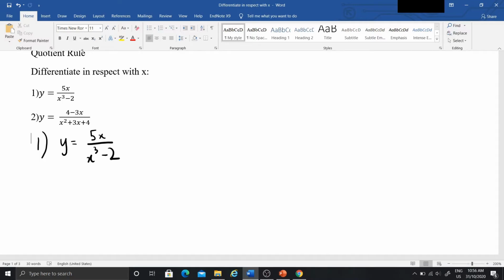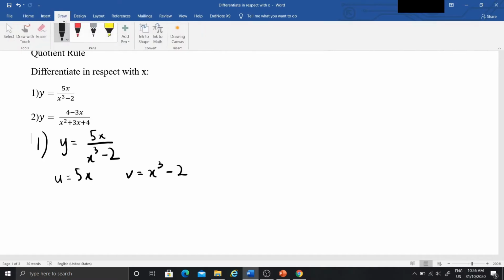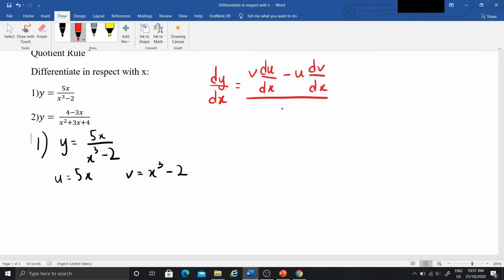We have to identify the u and v. We can see that the u is 5x and the v is x cubed minus 2. Let me write down the formula. So dy/dx equals (v du/dx minus u dv/dx) divided by v squared.